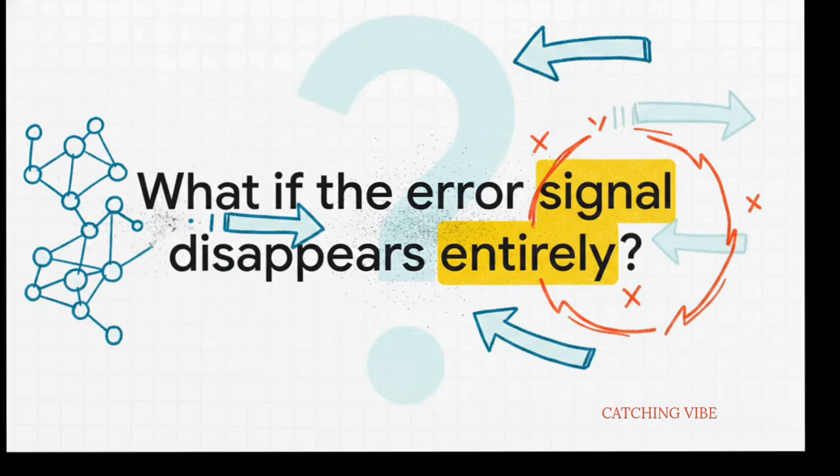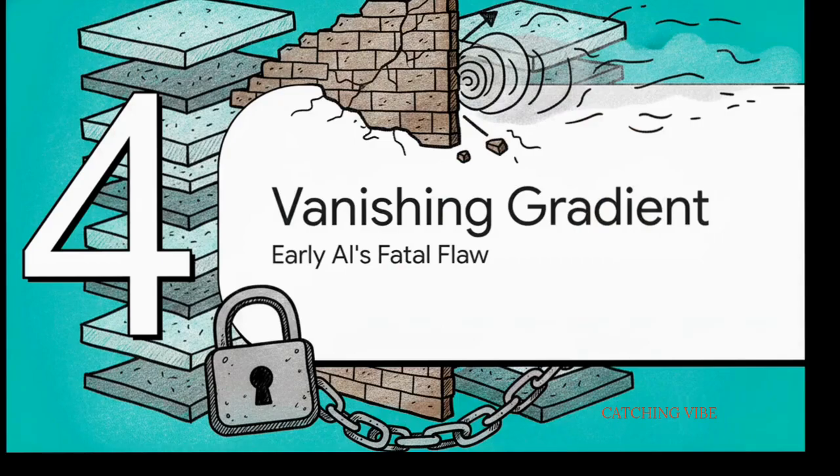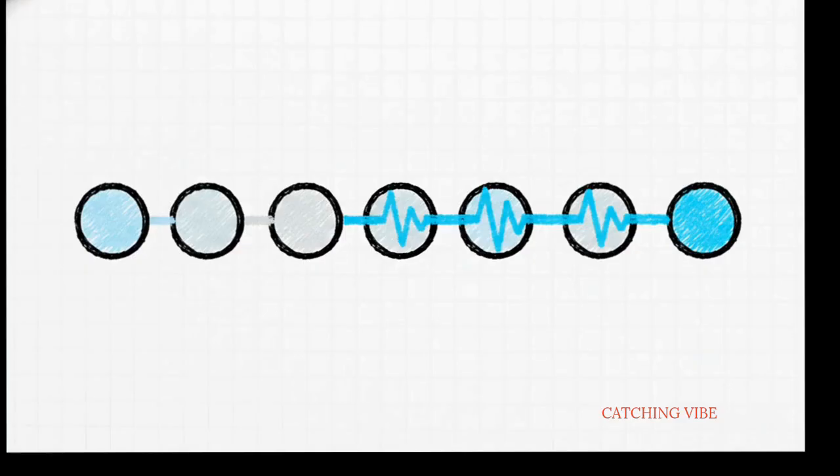But wait, just think about that backward flow of information for a second. What happens if this absolutely crucial error signal just breaks down? Like, what if the message never even reaches the start of the network? And that brings us to section 4, the vanishing gradient problem. This was quite literally the fatal flaw of early AI. This is the core focus of our explainer today, the massive roadblock that stopped early neural networks from getting deeper. We call it the vanishing gradient problem.